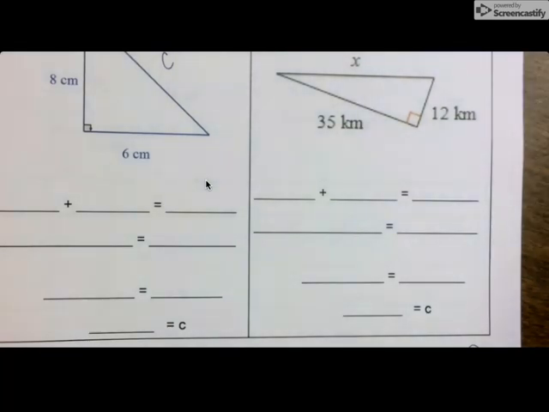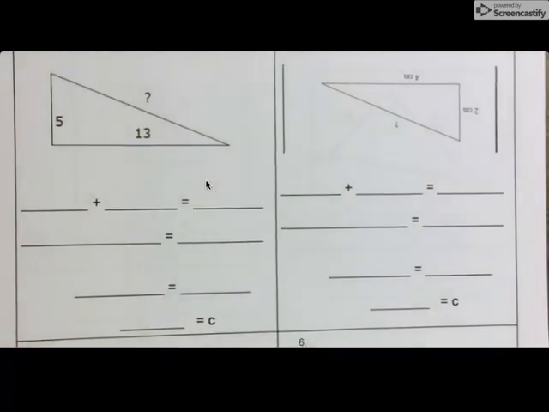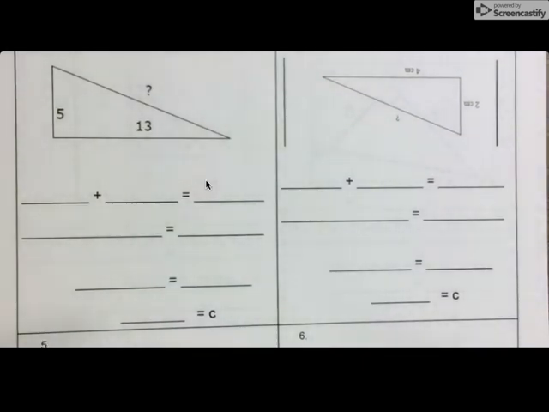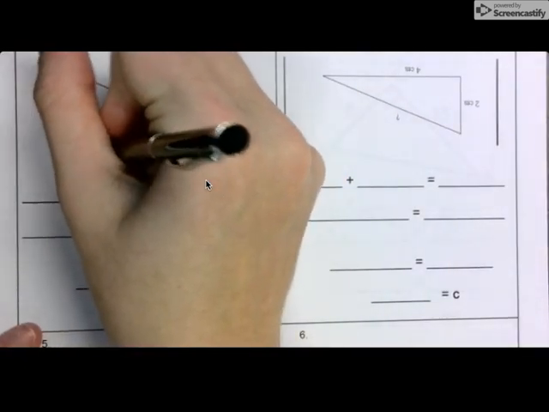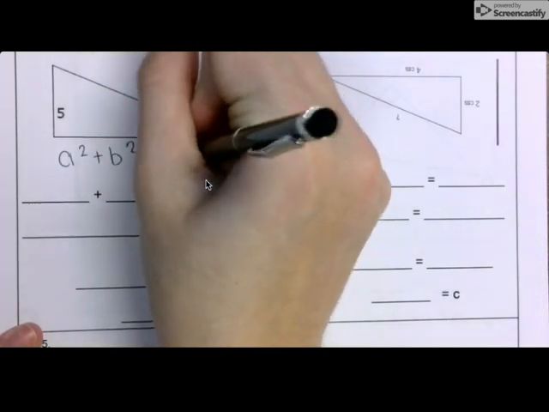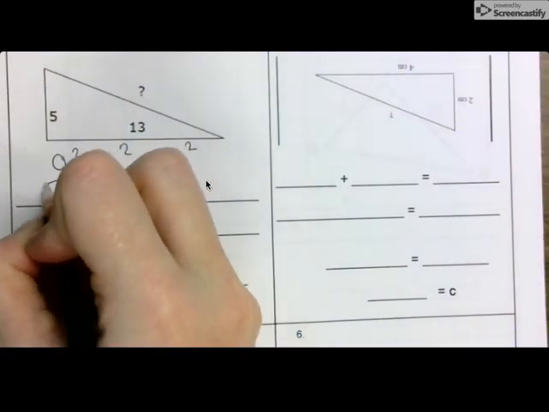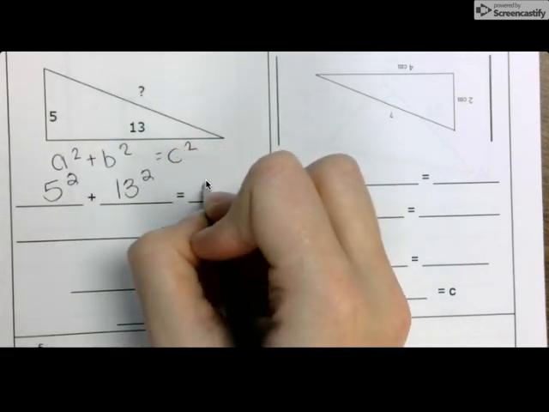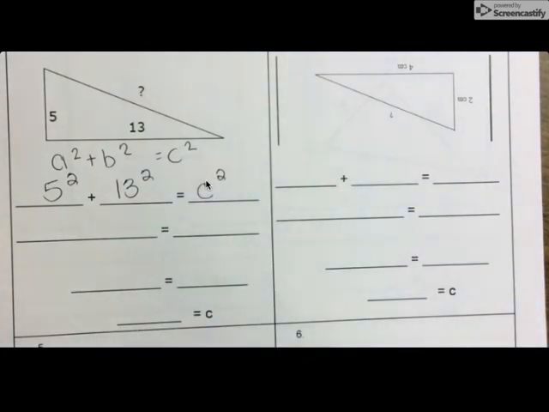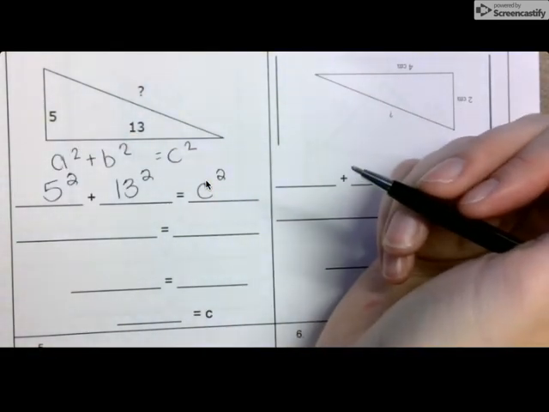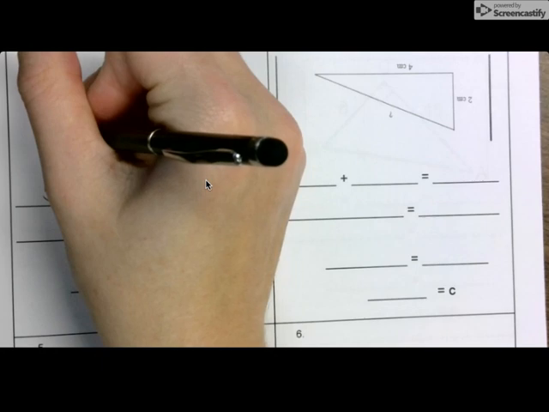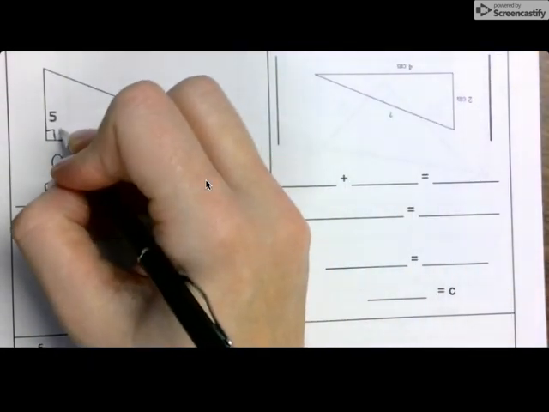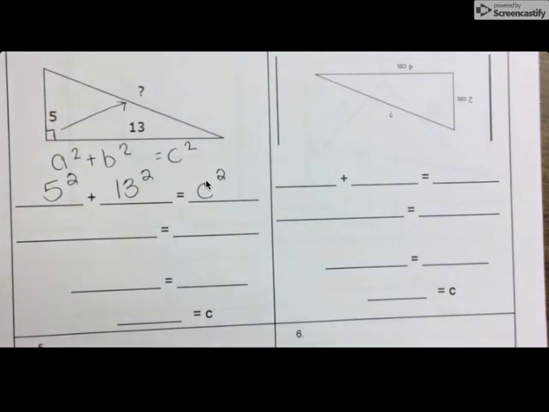Okay. Next few. I have A squared plus B squared equals C squared. So 5 squared plus 13 squared equals C squared. And that's my fault. I have not been helping you guys. So the L shape right here, even though it doesn't tell you, that is your right angle. Across from that would be your C.